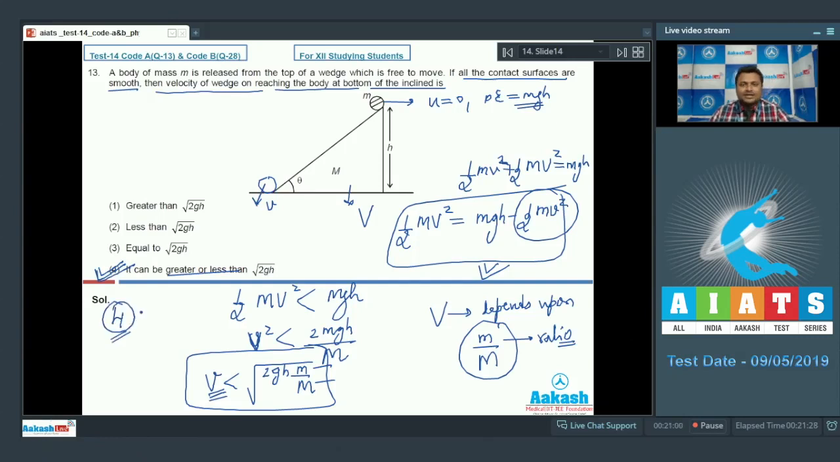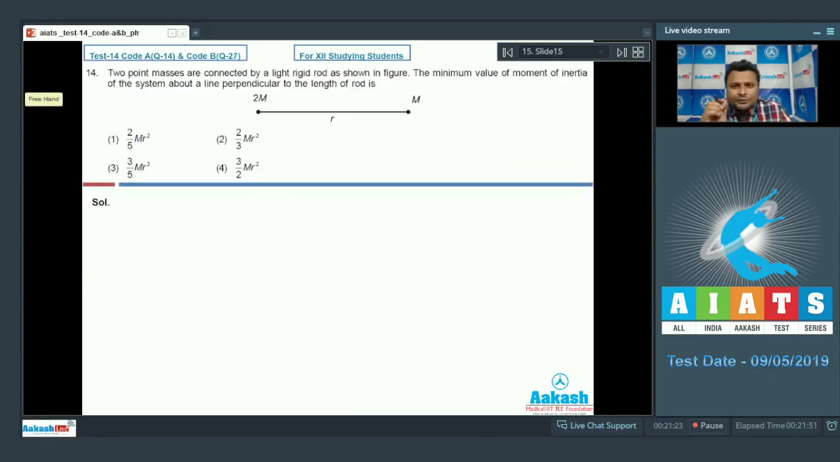Now move on to the next, that is number 14. Here is question number 14, everyone. 2 point masses are connected by a light rigid rod as shown in the figure. The minimum value of moment of inertia of the system about a line perpendicular to the length of the rod will be what? We know very well moment of inertia I will be minimum along the center of mass.